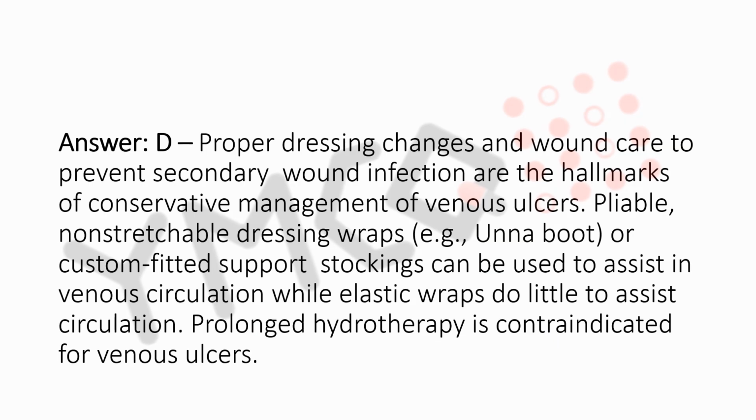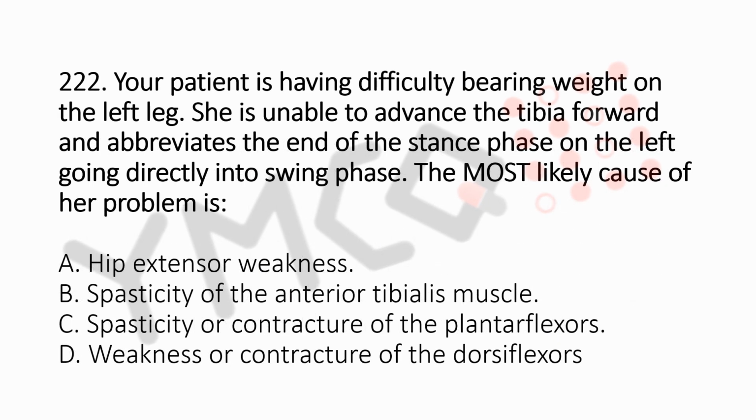Now let's move to question number 222. Your patient is having difficulty bearing weight on the left leg. She is unable to advance the tibia forward and abbreviates the end of the stance phase on the left, going directly into swing phase. The most likely cause of her problem is: Option A, hip extensor weakness.